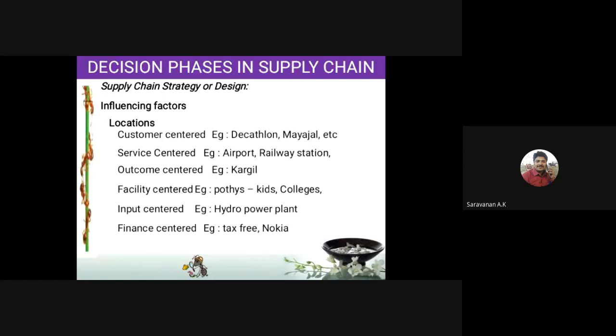Similarly, service centers, airports, railway stations. That is the service provider. We have to go there, and that should be accessible. Outcome center, Kargil. Even though it is very, very difficult to reach the place, based on the outcome you have to go there. So that is based on the location decision and the facility decision. Input center, finance center, like that it has to go on. Because there is a time constraint, I am just skipping those things.